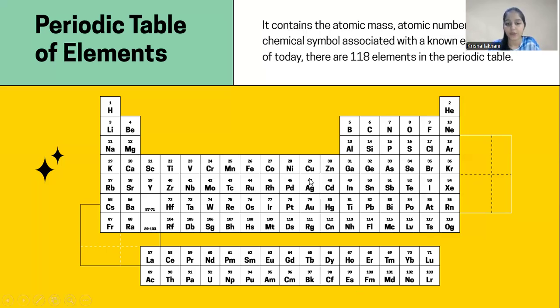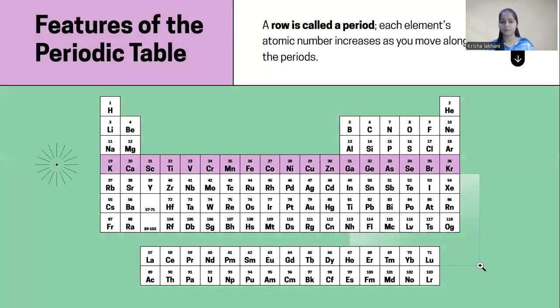Also, Cu here is copper. Cu is copper, not Co. Co is cobalt. Okay, so these are the few things that you have to see. Zn is zinc. Okay, so this is the whole periodic table.